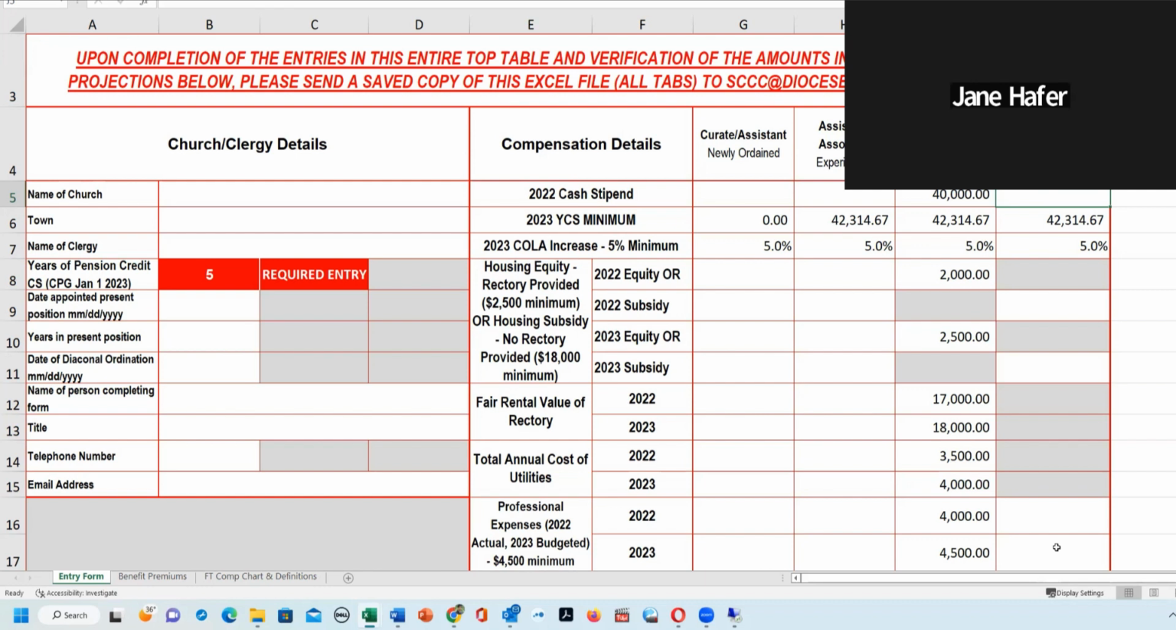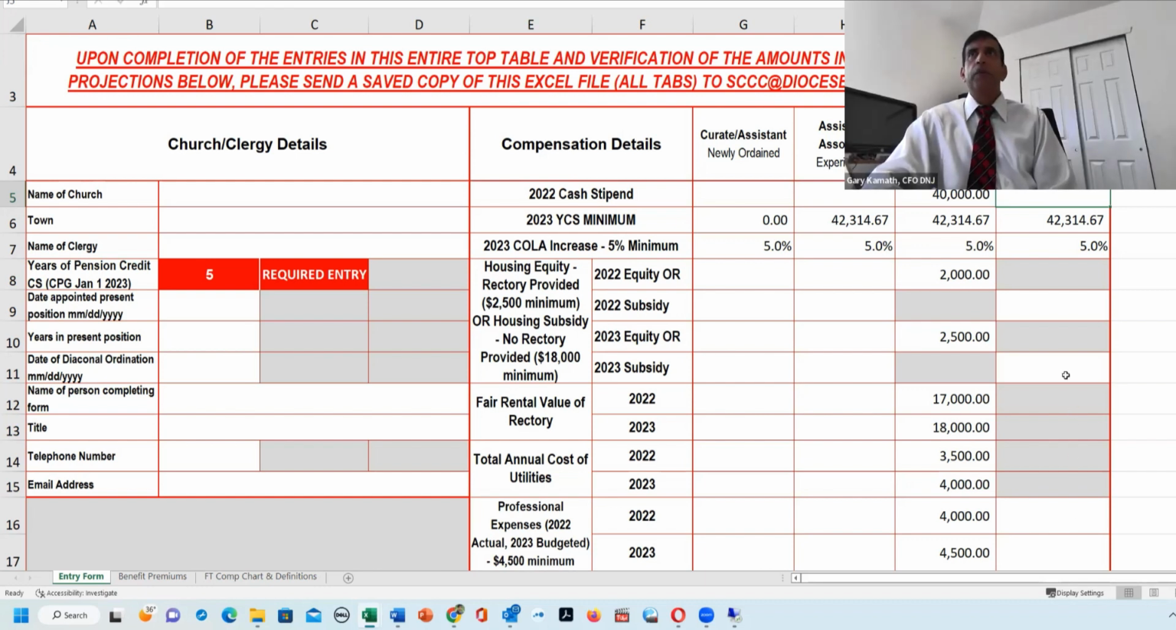Thanks. Okay. Thank you. So now I'm going to go through the rectory not provided. Say it's the same scenario, 5 years of credited service. So I'll put 40,000 as the last year's compensation here.